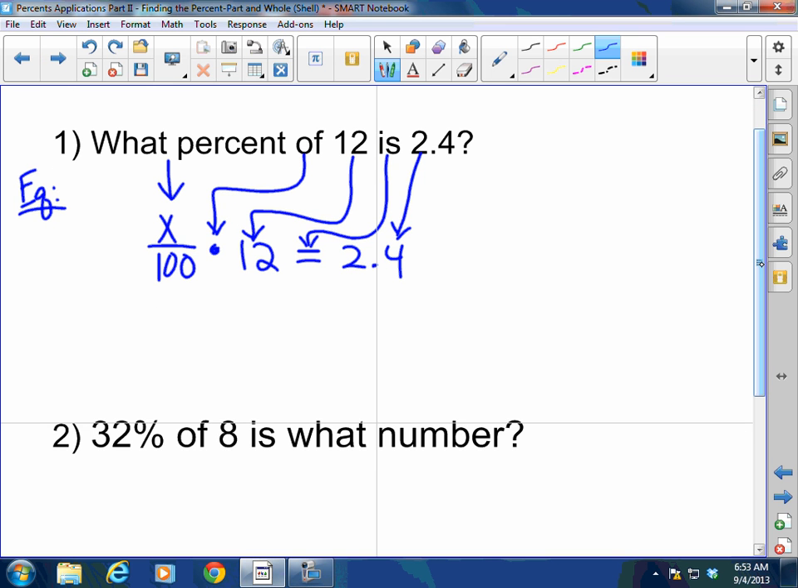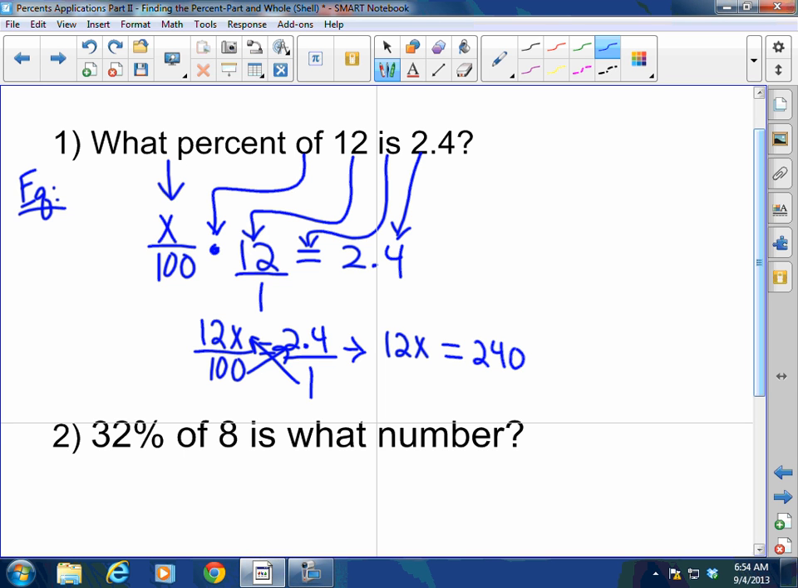Don't freak out. Remember that this 12 is 12 over 1. Numerator times numerator, denominator times denominator. So x over 100 times 12 over 1. X times 12 is 12x. 100 times 1 is 100. And that equals 2.4. Remember that 2.4 is over 1. Cross multiply. 12x times 1 is 12x. And that's going to equal 100 times 2.4. And 2.4 times 100 is 240.